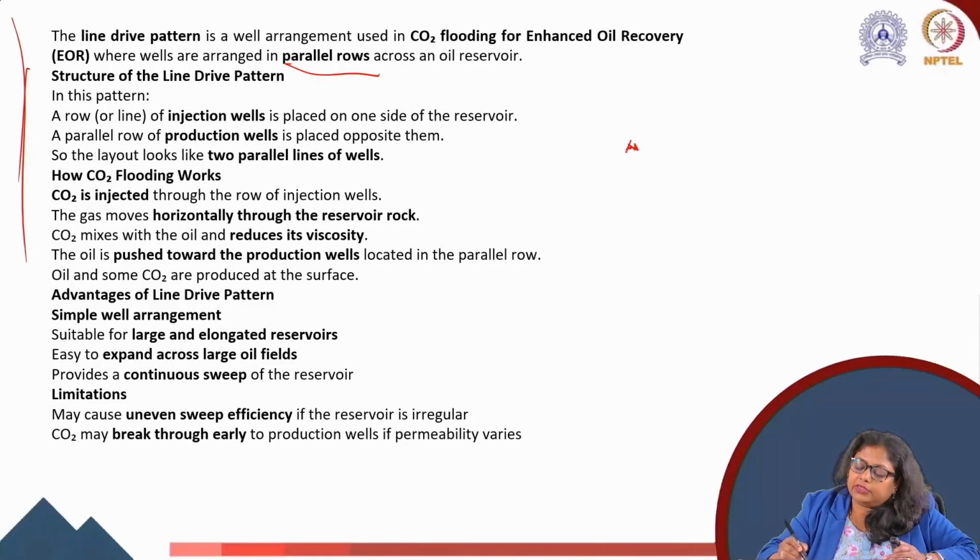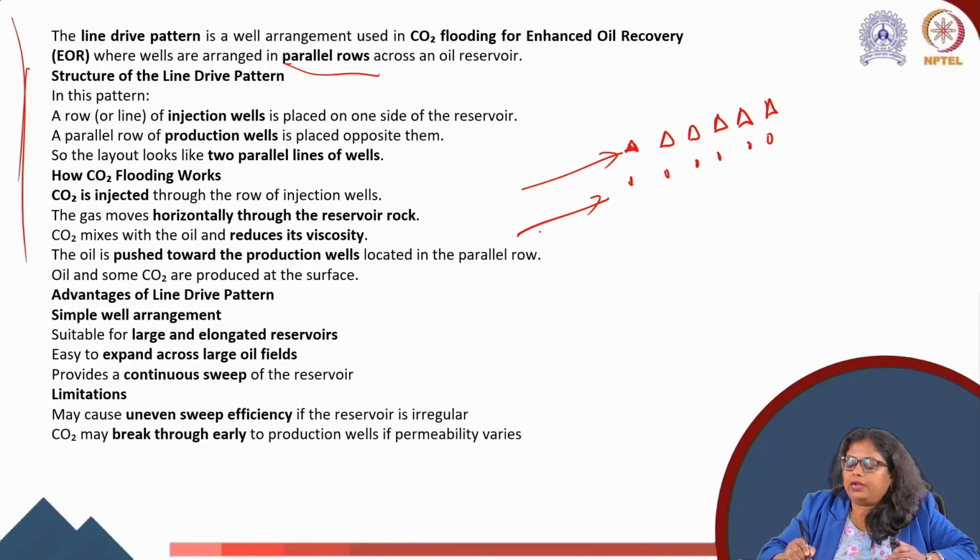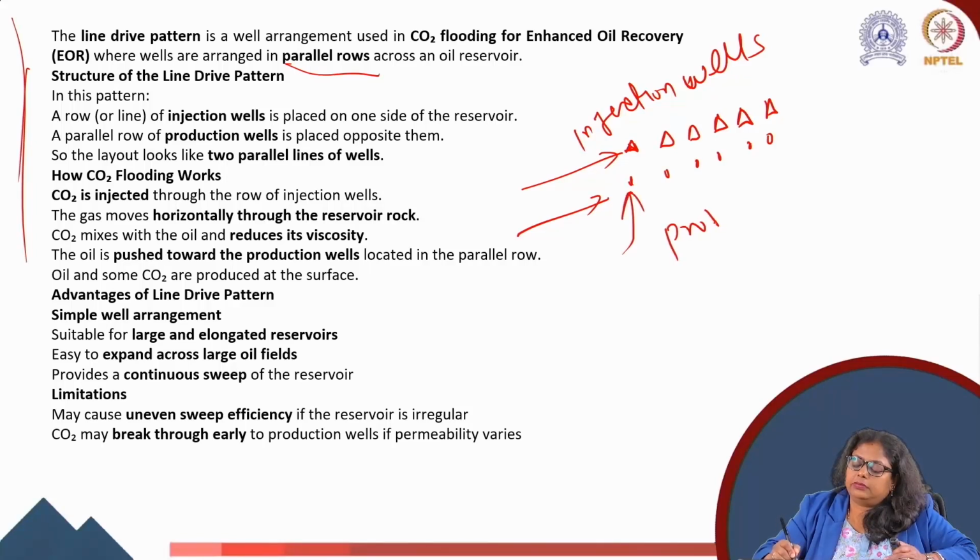So I can take this one, this, and this is another one. So these 2 parallel lines, it looks like. So one line is completely for, we can take this triangle as the injection well, and this we can take as the production.